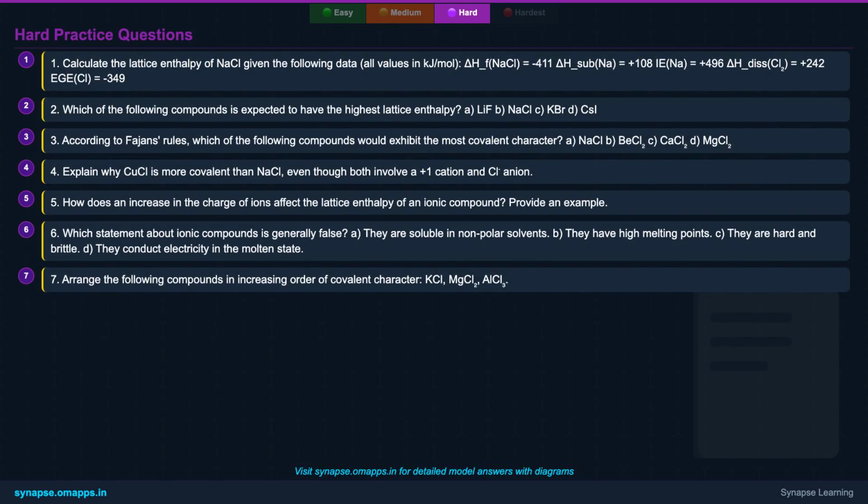Now it's time to apply your analytical skills to these hard-level practice questions. These will challenge your understanding of the Born-Haber cycle calculations, factors affecting lattice enthalpy, and the nuances of Fajans' rules. Read each question carefully, apply the principles we've discussed, and try to explain your reasoning. Don't hesitate to pause and review the concepts if needed. Give it your best shot.